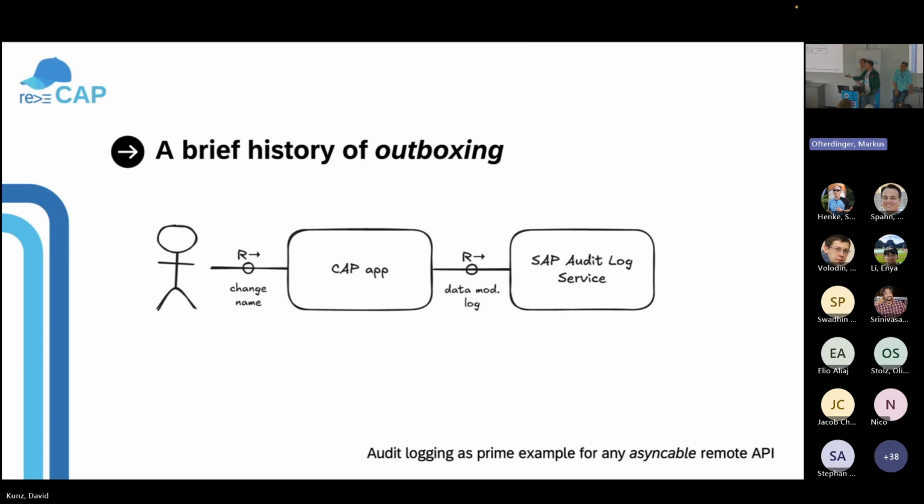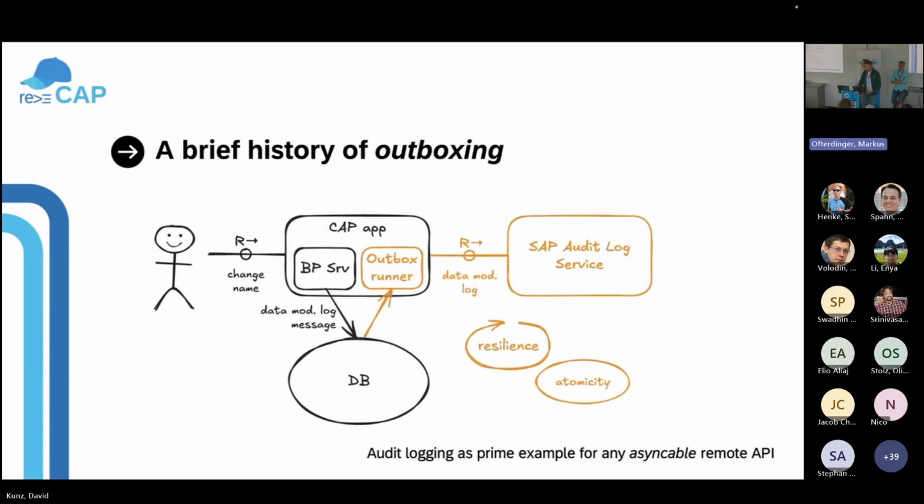You have some kind of CRUD operations on your CAP application. DPP says you have to write an audit log for this, and you can only commit the change if the audit log was written. That means you have a synchronous call to the audit log service. And if that thing is down or the network link is broken, you have a problem, because that error bubbles over to your CAP application. You have to roll back the transaction, you have to reject the change, and your user is unhappy.